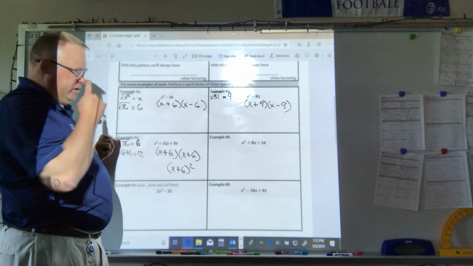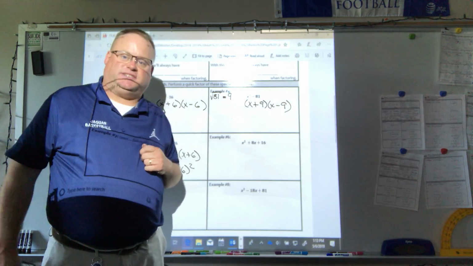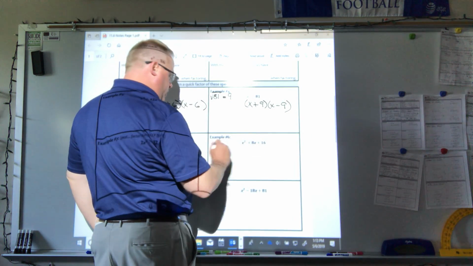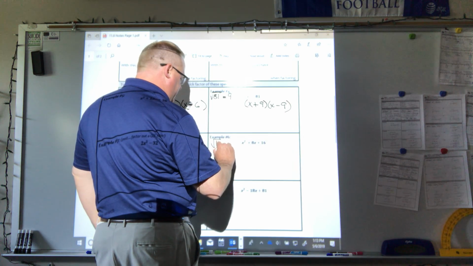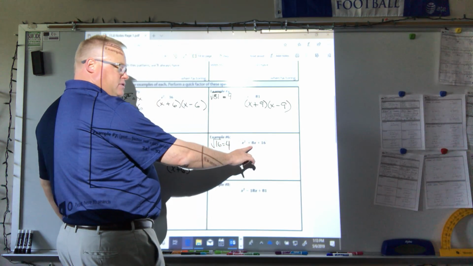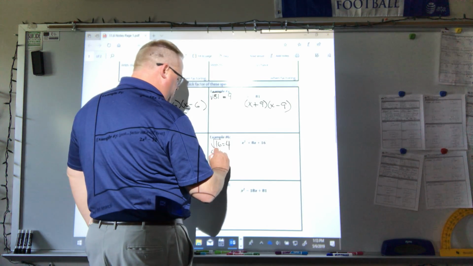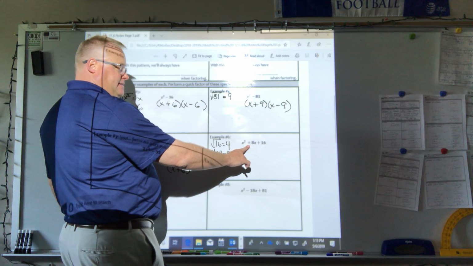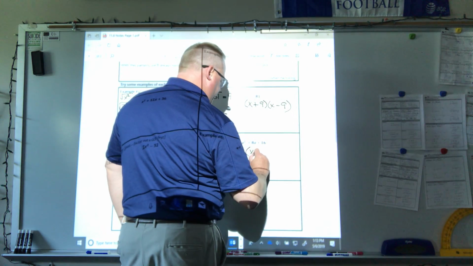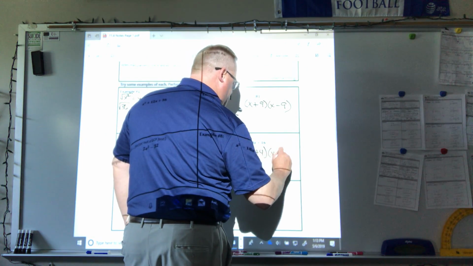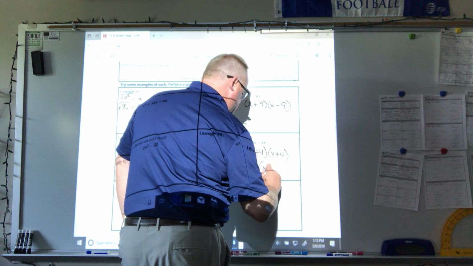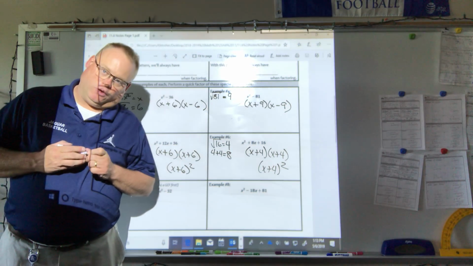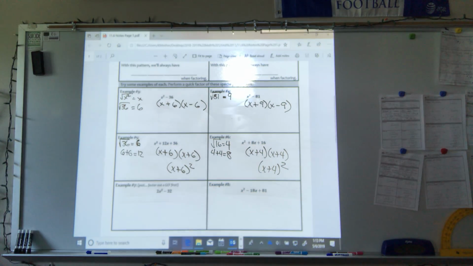All right, looking at x squared plus 8x plus 16. I want to look at my c term. Is my c term a perfect square? Well, the square root of 16 is 4. Does 4 plus 4 equal 8? Well, yeah, 4 plus 4 most definitely equals 8. Looking at the sign, it is a positive. So this is going to be x plus 4 times x plus 4, or x plus 4 squared. Perfect square trinomial. All right, a couple more.